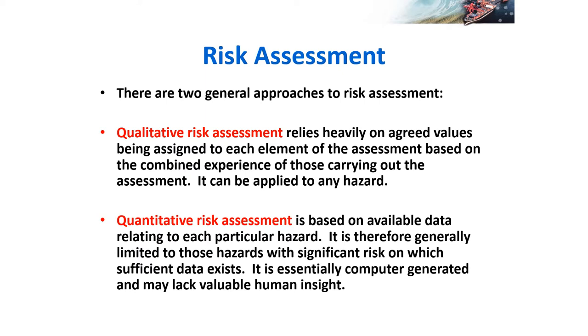Basically, there are two general approaches to risk assessment. The first one is a qualitative risk assessment, which relies heavily on agreed values being assigned to each element of the assessment based on the combined experience of those carrying out the assessment. It can be applied to any hazard. The other approach is a quantitative risk assessment, which is based on available data relating to each particular hazard. It is therefore generally limited to those hazards with significant risk on which sufficient data exists. It is essentially computer generated and may lack valuable human insight.